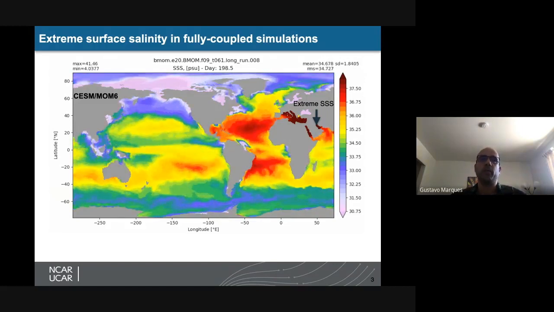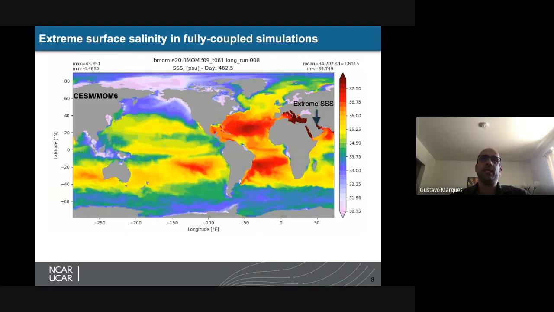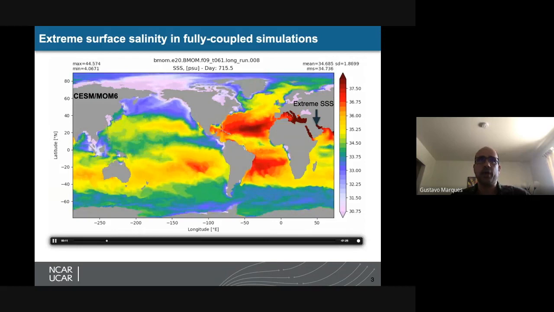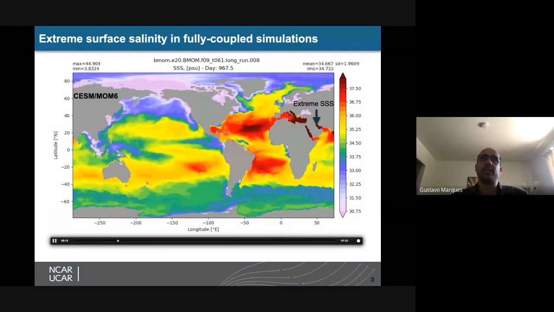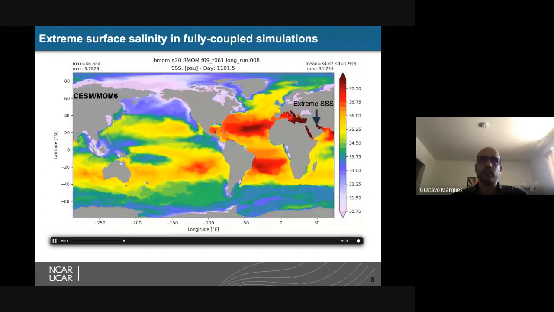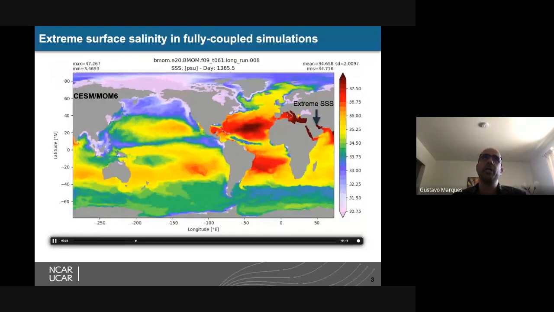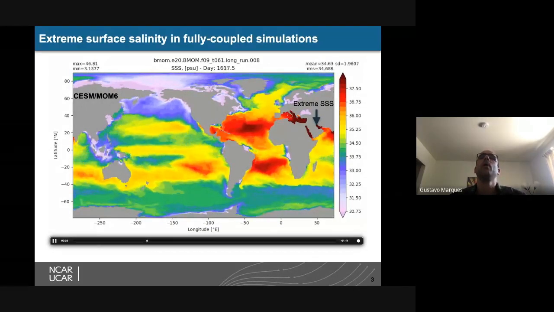We started talking about this when I showed one of the first fully coupled simulations that we did with CESM MOM6. I'm showing sea surface salinity in this fully coupled run, and I have this arrow in the Persian Gulf, pointing out that the maximum salinity is coming from this region. This happens in the GFDL configuration, fully coupled as well. So we have very large salinity values. It's going up, not monotonically, but it's going up with time.